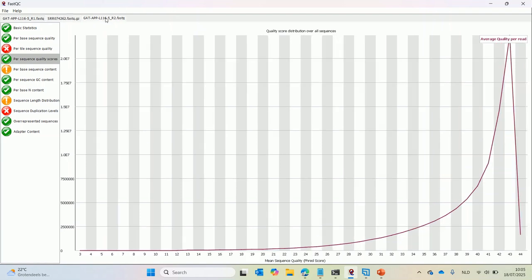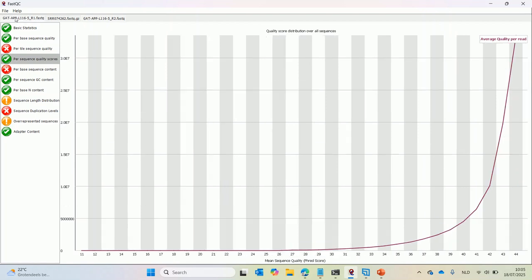When we look at the reverse reads, we again see that they are higher quality than the Illumina data, but slightly lower quality than the forward reads. So here the peak is at 43 instead of 44.